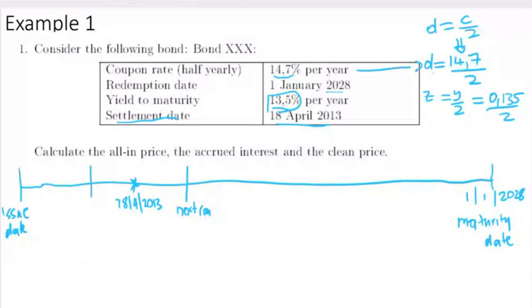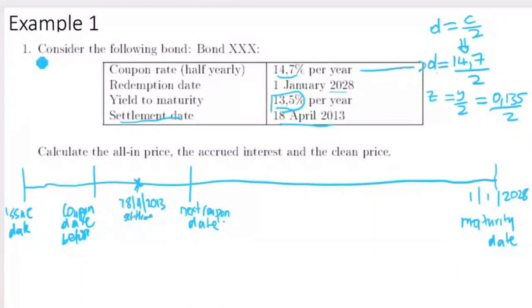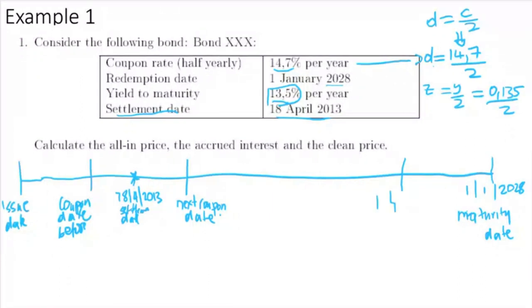I need to get my next coupon date. I need to know, what is the coupon date before the settlement date? Coupon date before. I know what this is, a settlement date. So I've got this. I want to get my dates correctly. I know this is half yearly. If the maturity date is 1st of January, it means the previous coupon payment was on the 1st of July of the previous year, because I'm counting backwards 6 months.